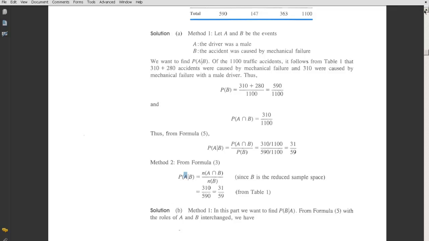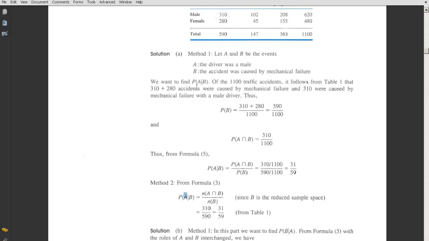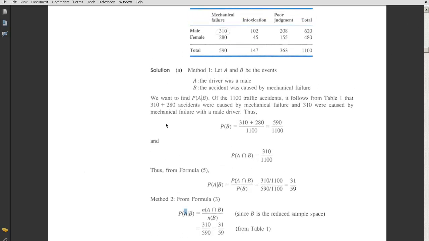Let's read a little bit more of what they write first. So we want to find the probability of A given B. Of the 1,100 accidents, it follows from table 1 that 310 plus 280 accidents were caused by mechanical failure, 590, and 310 were caused by mechanical failure with a male driver. That is, the probability of B is what? 590 divided by 1,100, right? And the probability of A intersect B, why are we doing A intersect B? Because we know that we're going to need that for the formula.